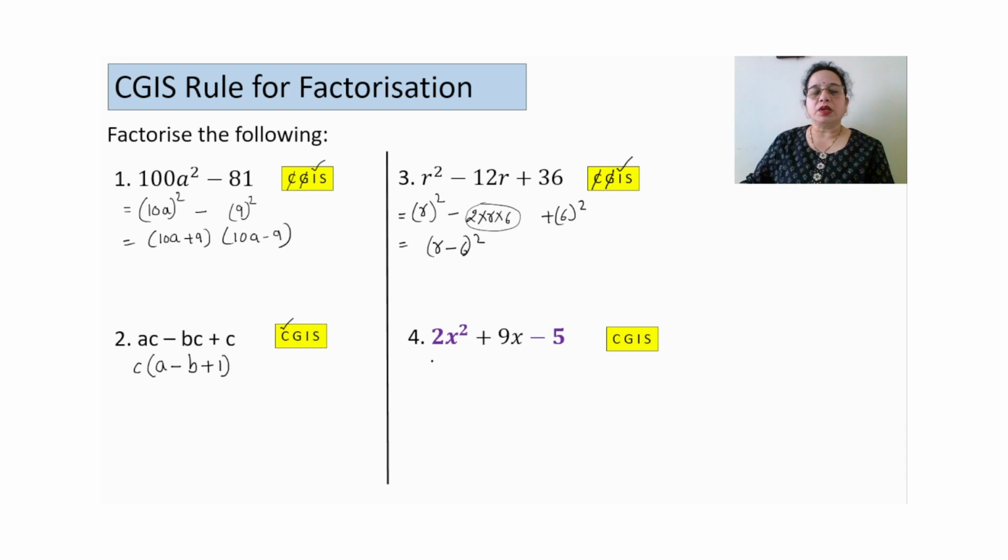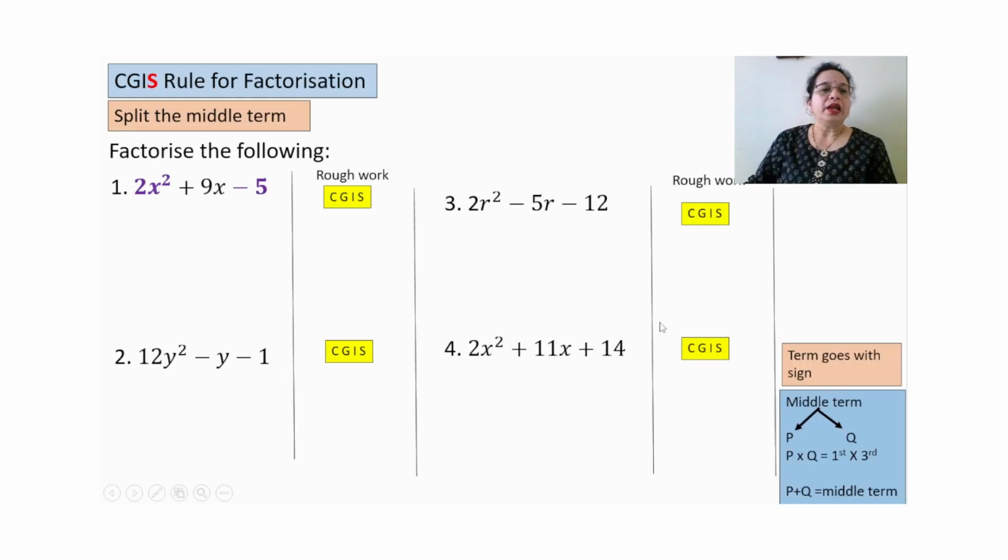Come for the fourth sum. Taking common is not possible. Grouping is not possible. Identity: the first term and last term we cannot write down as a whole square, so identity is also not possible. So we will go for S. Now what is S? S here means split the middle term.